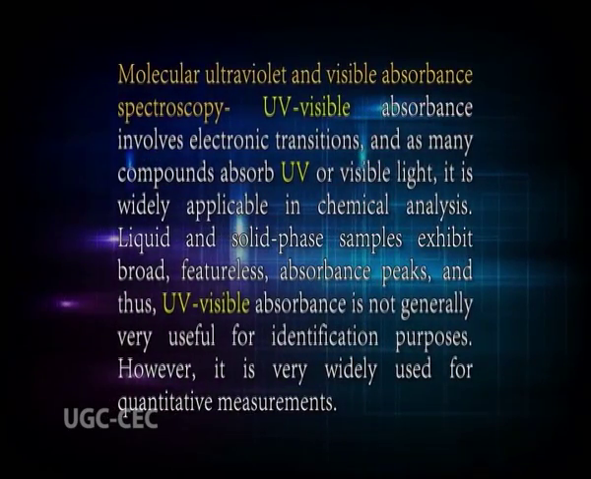Molecular, ultraviolet and visible absorbance spectroscopy. UV visible absorbance involves electronic transitions, and as many compounds absorb UV or visible light, it is widely applicable in chemical analysis. Liquid and solid phase samples exhibit broad, featureless absorbance peaks, and thus UV visible absorbance is not generally very useful for identification purposes. However, it is very widely used for quantitative measurements.